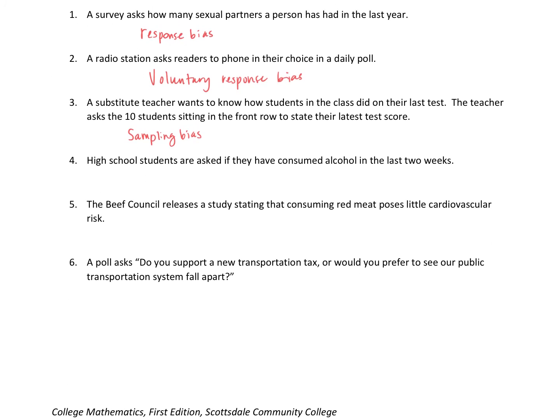Number 4, high school students are asked if they have consumed alcohol in the last 2 weeks. This could be the lack of anonymity. If they think that you're going to tell their parents that they've been drinking, they're probably not going to admit to drinking. That would be that one. Number 5, the Beef Council releases a study stating that consuming red meat poses little cardiovascular risk. This is going to be a self-interest. This is similar to the example I gave about sugar.